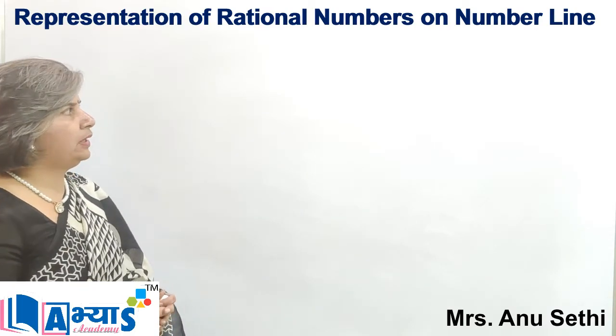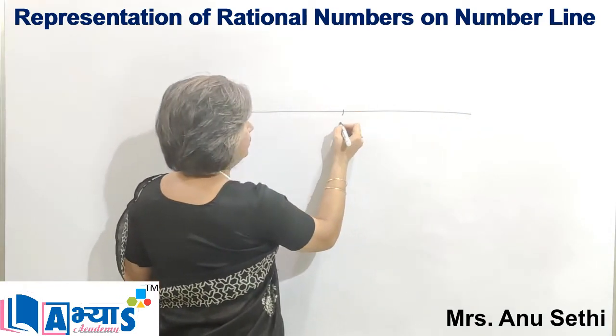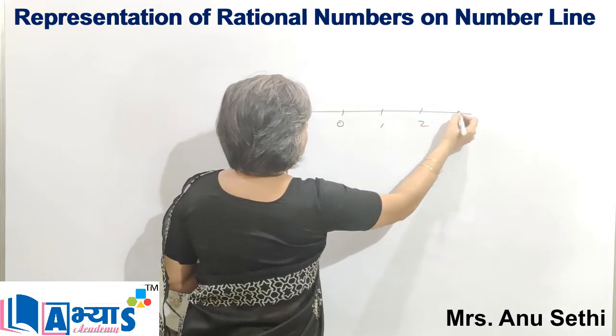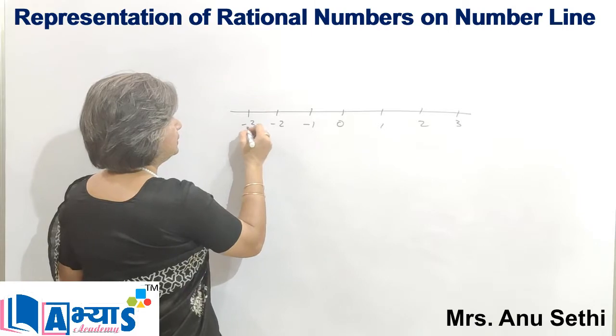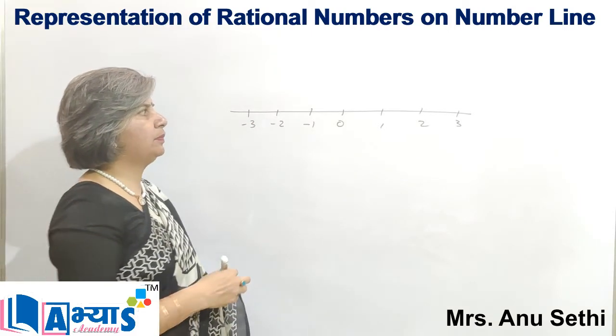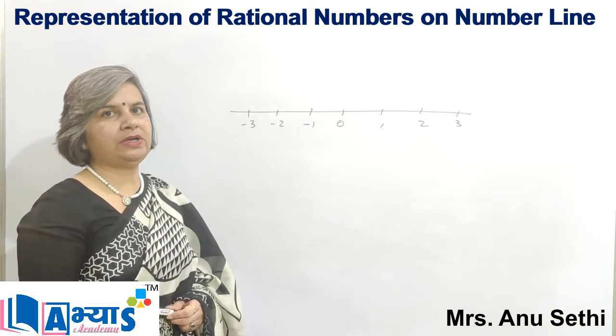For example, if I have a number line like this, this is 0, 1, 2, 3, and this will be -1, -2, -3. So we can see the positive numbers are on the right side of the 0 and the negative numbers are on the left side of the 0.